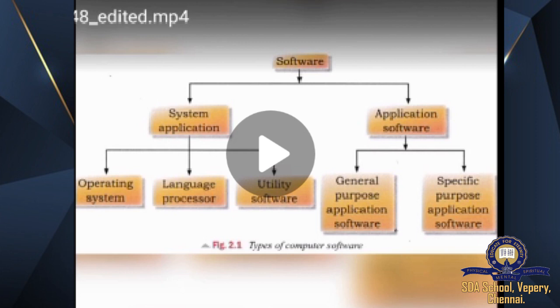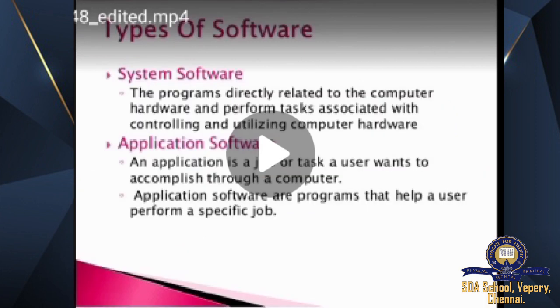System software is divided into three units: the first is the operating system, then language processor, and utility software. And application software is divided into two units: one is general and the other is specific. These two are similar units. So now we are going to study about the types of software.